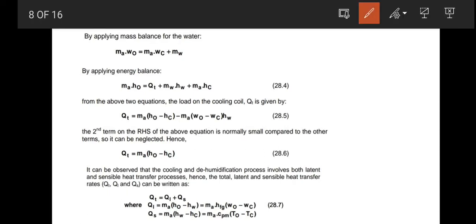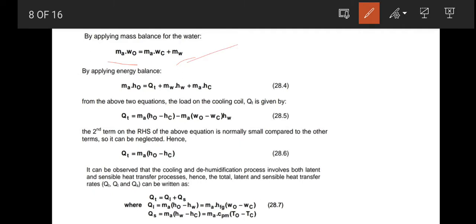So here, applying the mass balance of the water, we have initially the mass flow rate of air multiplied by the specific humidity of the inlet air, so Ma multiplied by Wo, is equal to Ma multiplied by Wc, the specific humidity at the outlet of the air from the cooling coil, plus Mw. Mw is the mass flow rate of water, the water which is condensed and taken out from the cooling coil. Okay, so this is the mass balance over the water.